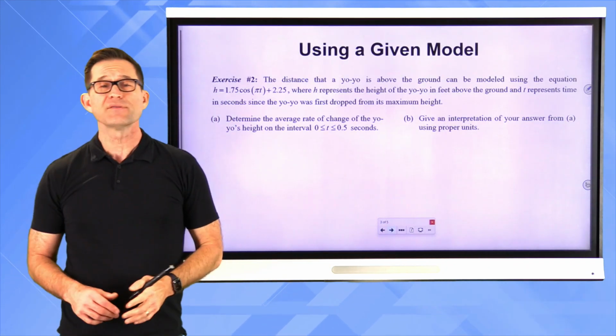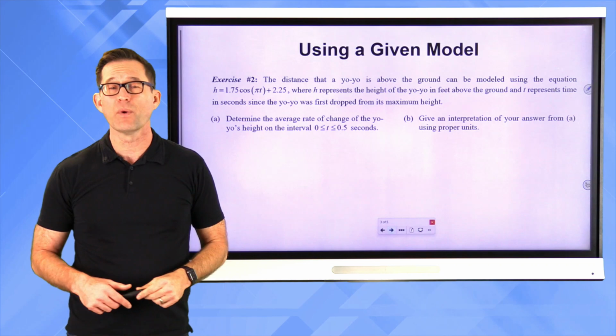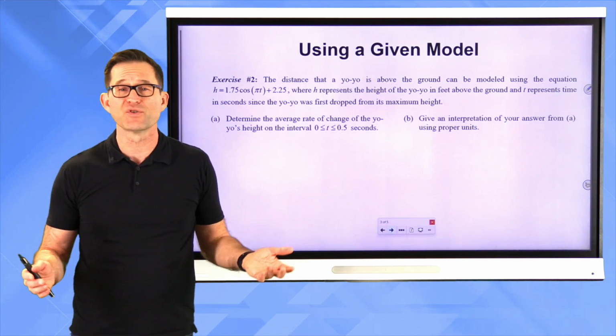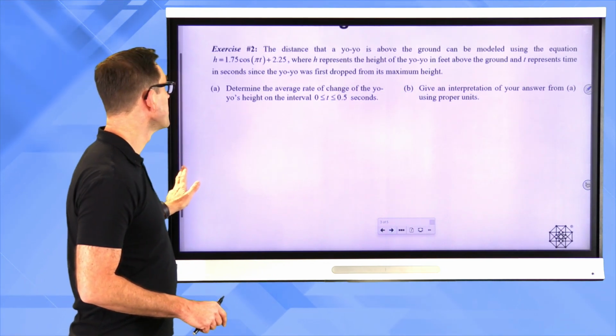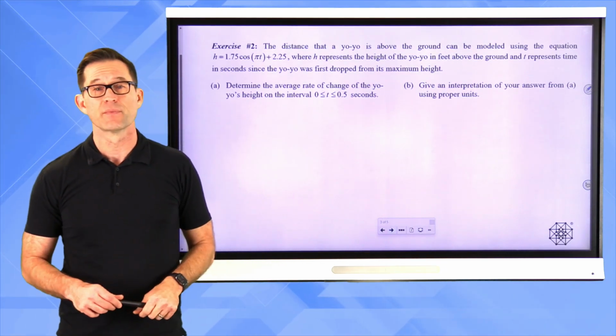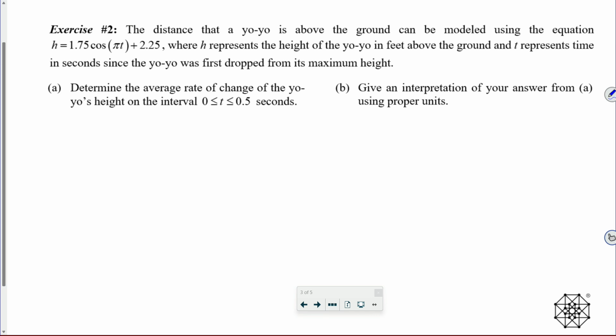All right. Now, sometimes we're just given a model, and we need to interpret it or work with it in some way, shape, or form. So let's take a look at a problem where we're using a given model. Exercise number 2. The distance that a yo-yo is above the ground can be modeled using the equation h equals 1.75 times the cosine of pi t plus 2.25, where h represents the height of the yo-yo in feet above the ground, and t represents the time in seconds since the yo-yo was first dropped from its maximum height.